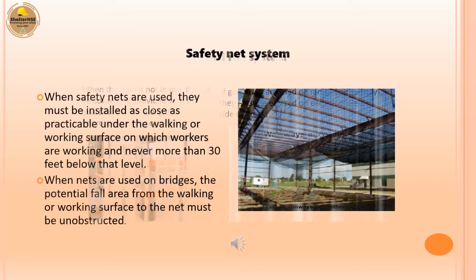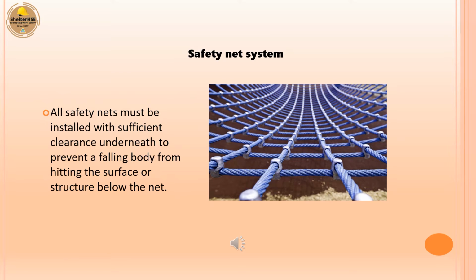When safety nets are used, they must be installed as close as practicable under the walking or working surface on which workers are working and never more than 30 feet below that level. When nets are used on bridges, the potential fall area from the walking or working surface to the net must be unobstructed. All safety nets must be installed with sufficient clearance underneath to prevent a falling body from hitting the surface or structure below the net.